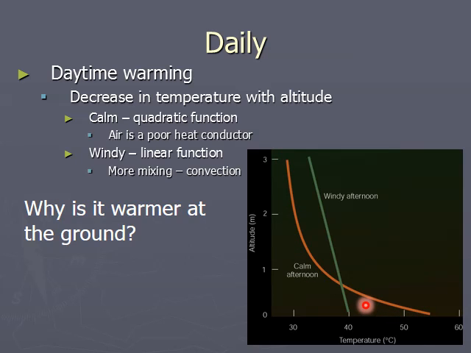But if it's a windy afternoon, the atmosphere is mixed better, so the warmer air gets mixed up with the cooler air above, and so you get a different temperature profile. You get a much more linear curve. So on a calm day, you get a quadratic temperature, or a curved temperature lapse rate, and in the windier days, you get a more linear one because there's more convection going on. So here's a question for you. Why is it warmer at the ground?